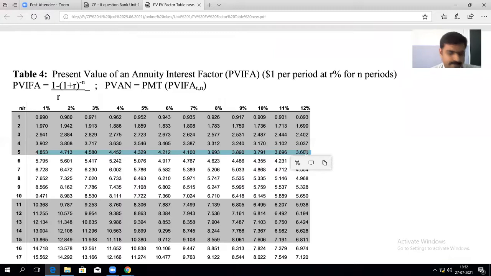So 3.847. Yeah, where is that 3.847? That's 9%, sir, nearer to 9%. Yes, 9%. How much is that? 3.890. It is higher than 3.847, right?